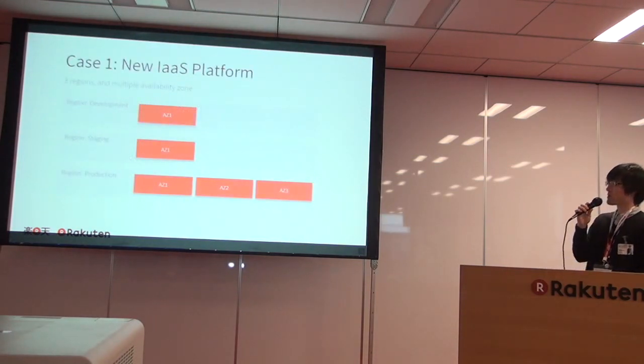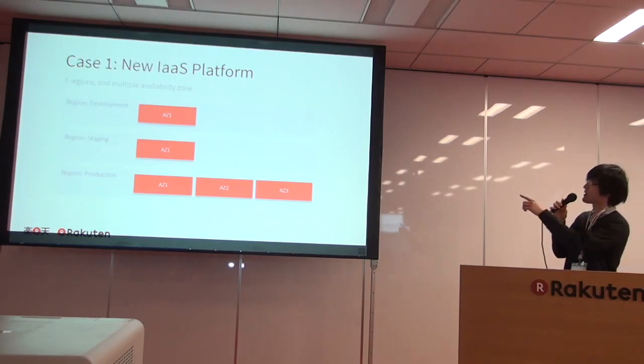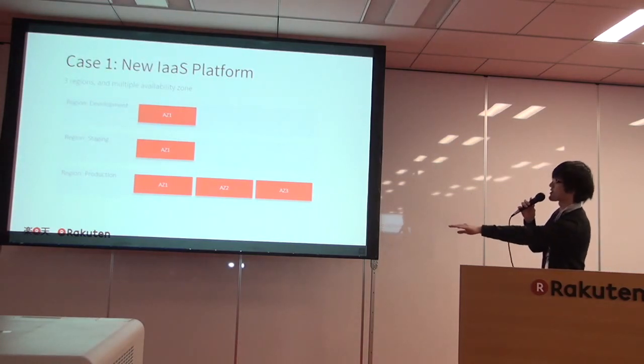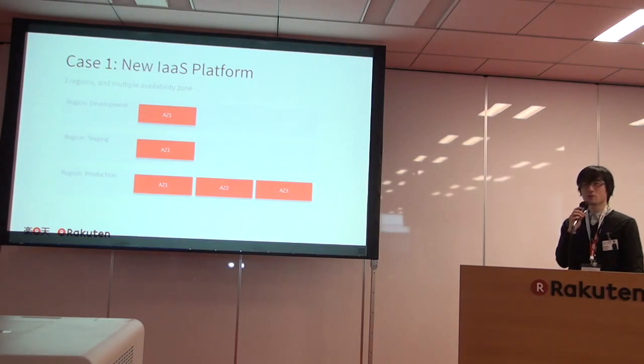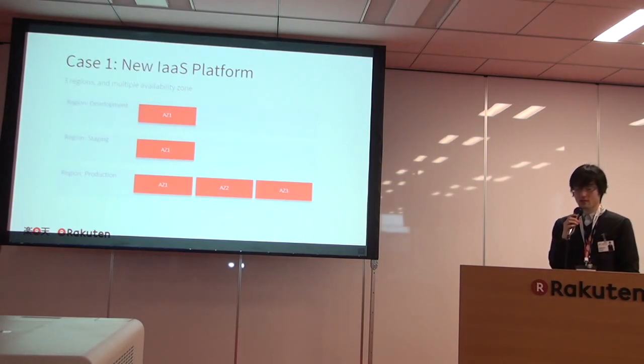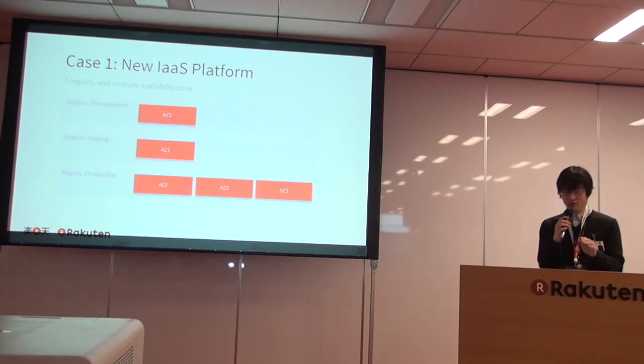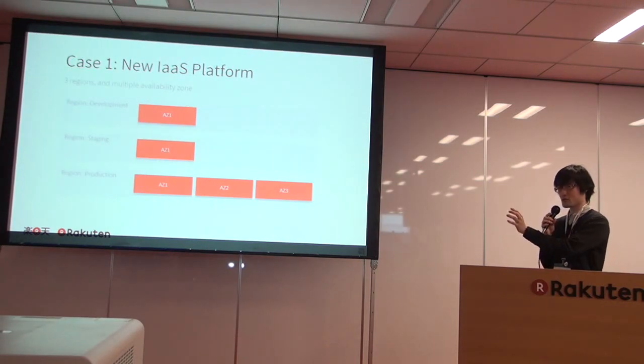Our OpenStack environment is split into 3 regions: development, staging, and production. Production has 3 availability zones. For fault tolerance and to achieve higher availability, Cinder is not available, and users cannot use shared storage. So users have to consider virtual machines going down and have to deploy instances in multiple availability zones.